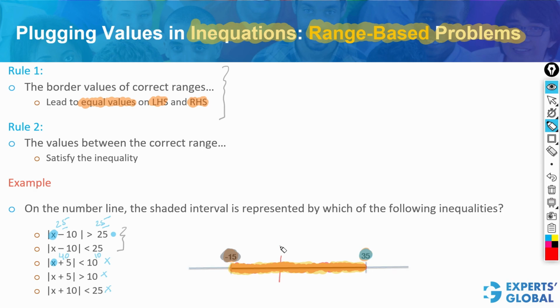For example, x equals 0 very much lies in this range. Therefore, when we put x as 0, the inequation must hold. On putting x as 0, the first inequation becomes 10 is greater than 25, which is of course not correct, whereas the second inequation suggests that 10 is less than 25, which is of course correct. Therefore, answer choice A should be eliminated and B can be selected. B is the correct answer choice.